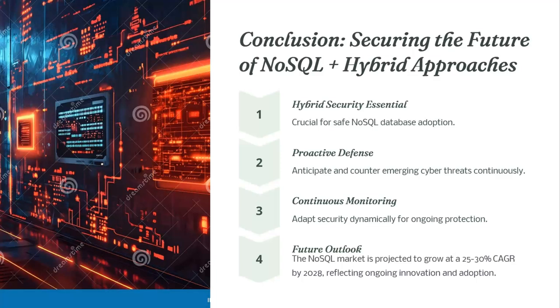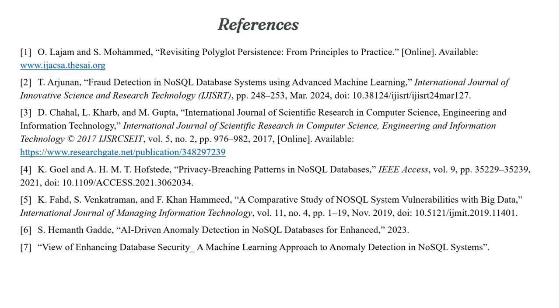Talking about the conclusion, hybrid security is very essential, as we have seen in all the applications that we are working on right now. Most of them follow hybrid security approaches. It can be used in proactive defense, which can emerge and counter cyber threats continuously. The monitoring can be done continuously. And if we talk about the future outlook of NoSQL databases, it is expected to grow at a 25 to 30% compound annual growth rate by 2028, which reflects ongoing innovation and adoption.